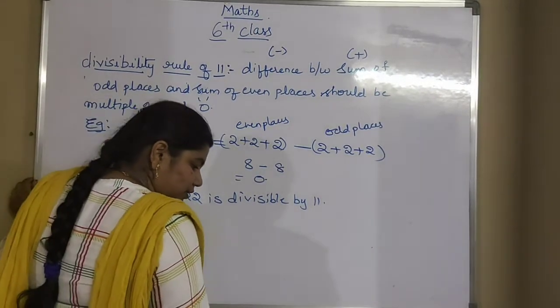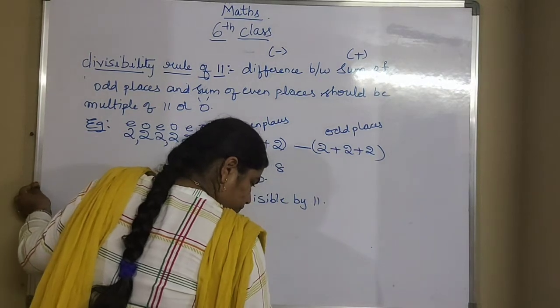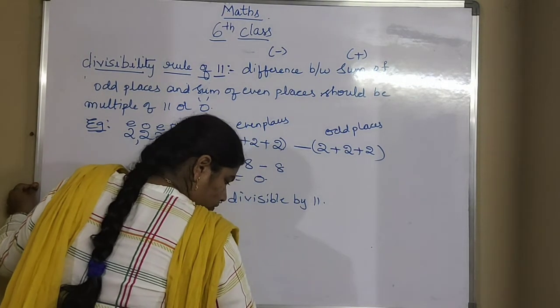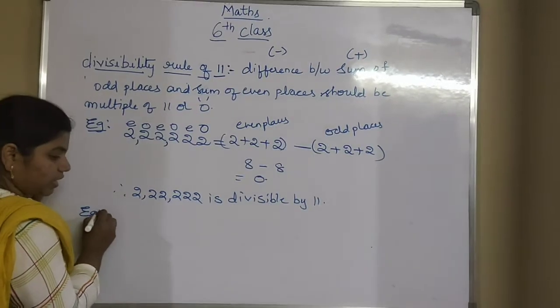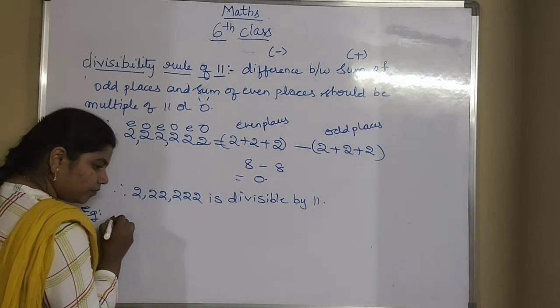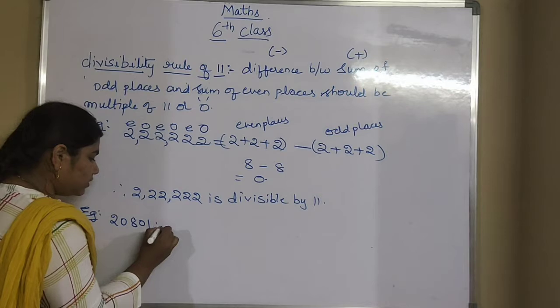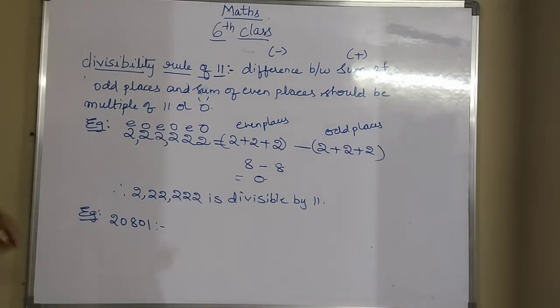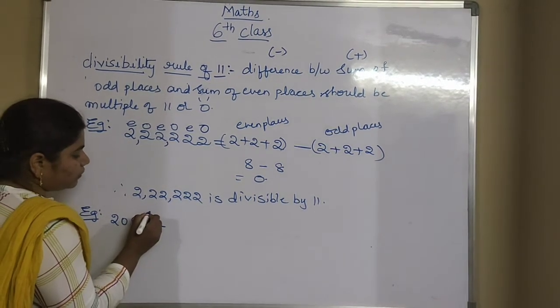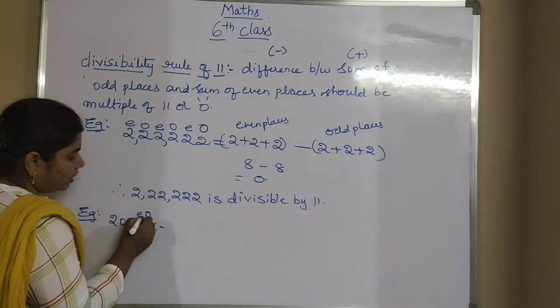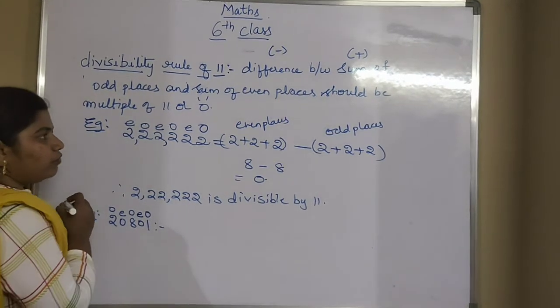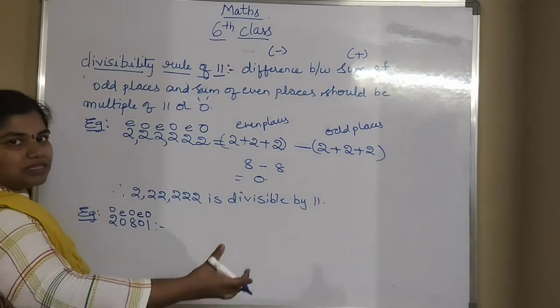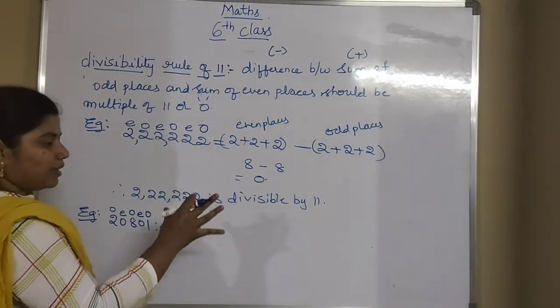So in the same order we will take one more example. I am taking 20801. Whether this number is divisible by 11 or not, you will see. First what we have to do, we have to take odd places and even places. Always the first value will be odd. Odd, even, odd, even, odd. Now we have to take the sum of odd places and sum of even places, and subtract the two.